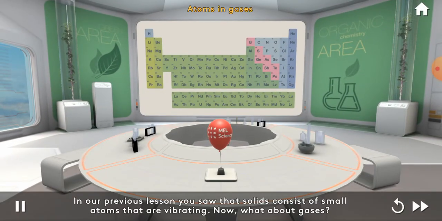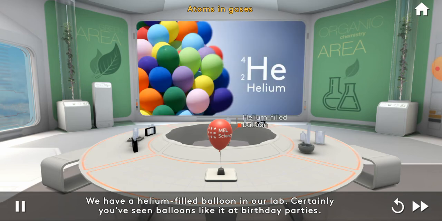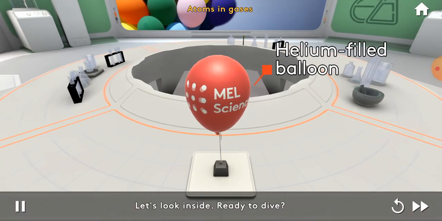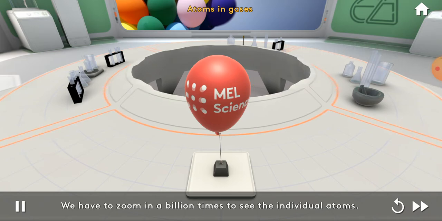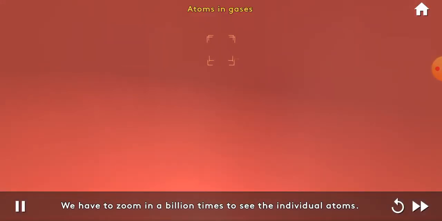In our previous lesson, we saw that solids consist of small atoms that are vibrating. Now, what about gases? We have a helium-filled balloon in our lab. Certainly, you've seen balloons like it at birthday parties. Let's look inside. Ready to dive? We have to zoom in 1,000,000,000 times to see the individual atoms.